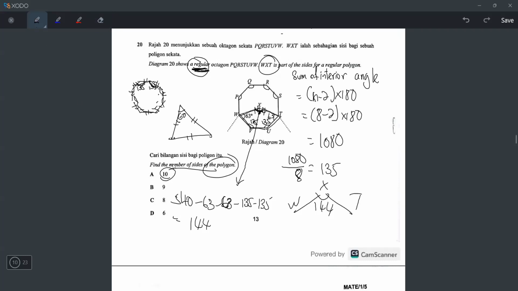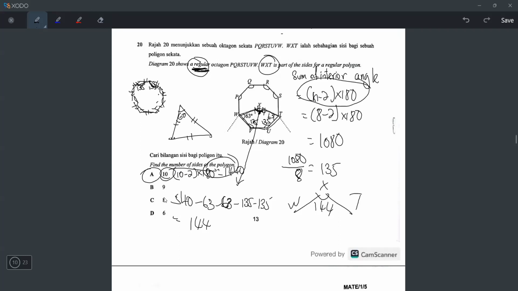So is it 10 sides? Let's try. We will use this formula. We will do 10 minus 2 and then times 180 and see what we get. 10 minus 2 is 8. 8 times 180 is 1440. But the 1440 you have to divide by 10. And yes, 144 is the answer. It means the polygon has 10 sides. Okay, I hope you understand.